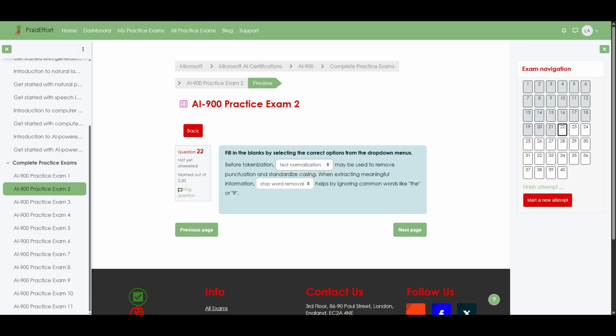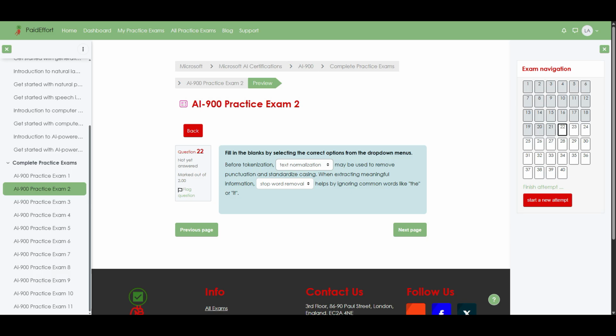Let's break down why these answers are correct. Text normalization is an important pre-processing step that makes text consistent for analysis. It usually involves lower casing all letters, removing punctuation, expanding contractions, and sometimes even fixing misspellings. All of this helps make sure that variations in how words are written don't affect downstream analysis. Then we have stop word removal. This step filters out commonly used words that carry little meaning on their own, like the, is, in, and it. By removing these, the focus shifts to more meaningful terms that actually influence interpretation, such as diagnosis, alert, or approval.